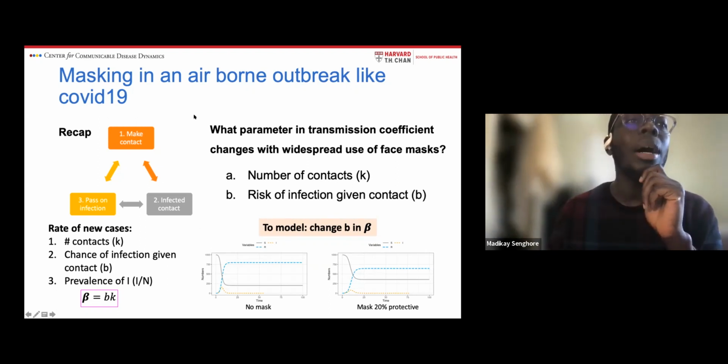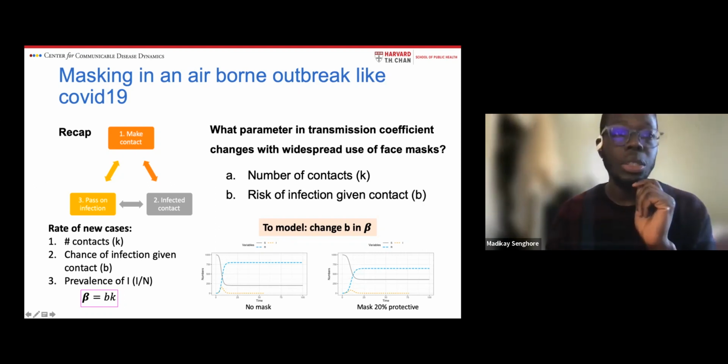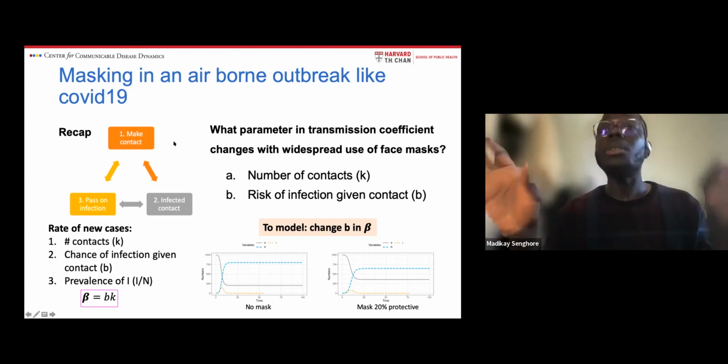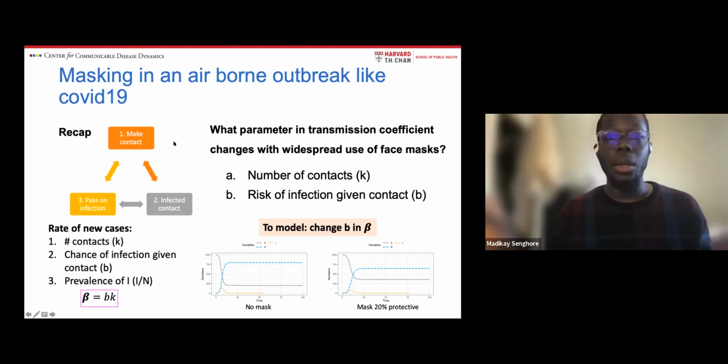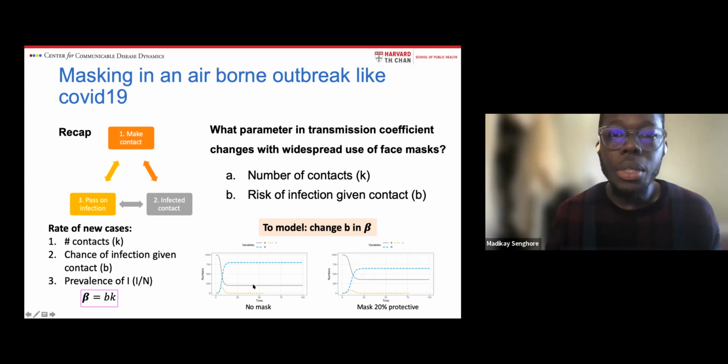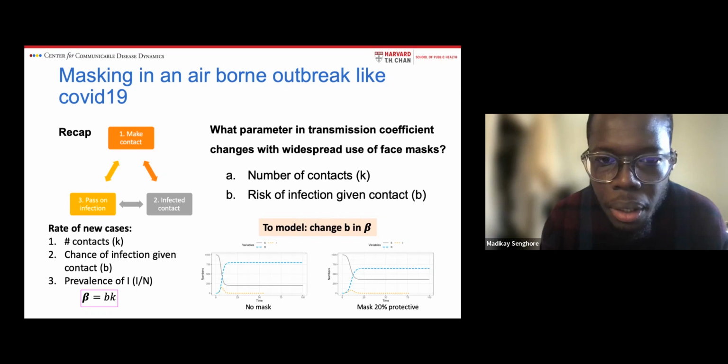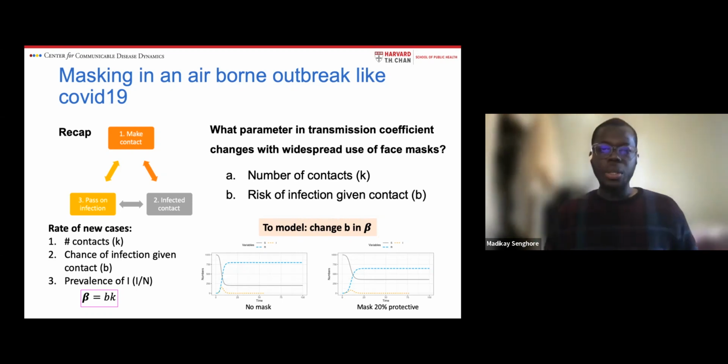now let's think about lockdowns and social distancing, right? So when you do lockdowns, when you ask people to stay at home, are you changing? Let me see if I can launch this poll. Question number 2. What component of the model are you changing? Similar to the first question, are you changing A, the number of contacts, or B, the risk of infection given contact?